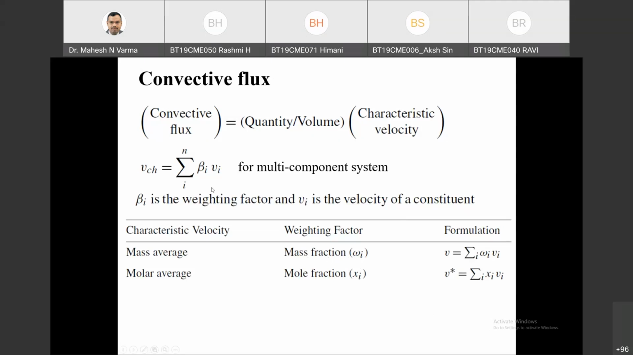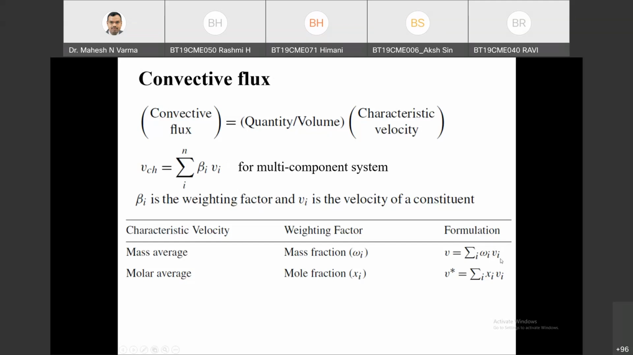So what is the best weighting factor and individual velocity? As I told, convective flux will have the effect of bulk motion, and each individual component will have an effect on bulk motion. So this relationship is very important: how bulk motion is related to convective flux, and how the individual component is related to bulk motion. That is what you need to observe, from situation to situation.